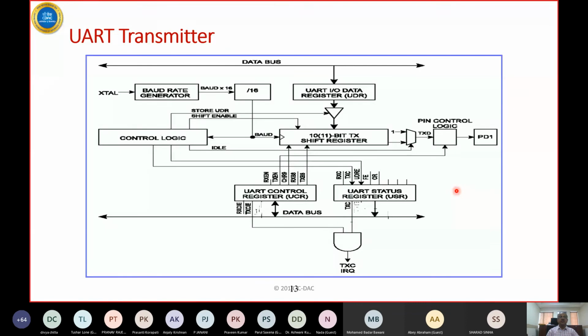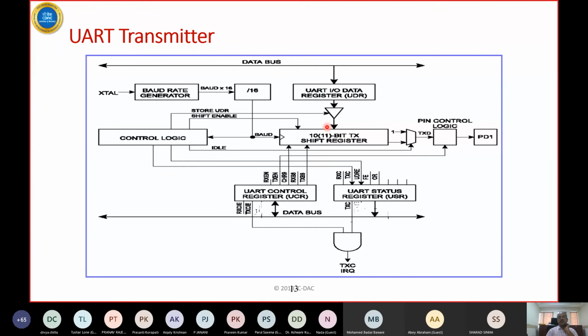So how does transmission start? Transmission starts on, this is an internal data bus. On this data bus, a CPU is sitting, a microcontroller is sitting. That microcontroller sends data in the UART data register. In parallel, 8-bit data comes in here. Then once this data is put in, it gets into a shift register. Why is a shift register required? Because loading is parallel, whereas transmission is serial.